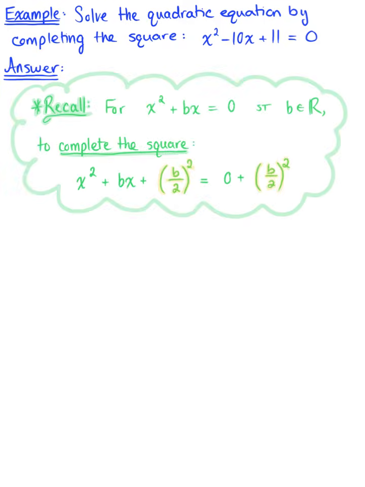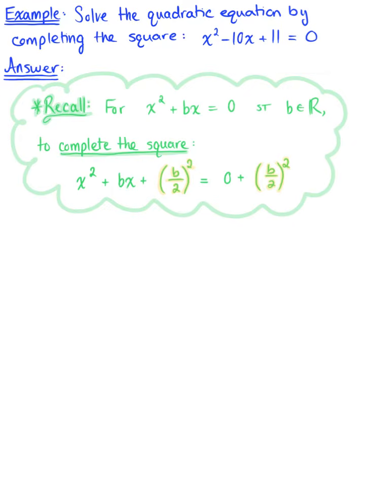So remember that if we have a quadratic expression defined as x squared plus bx equals 0, so specifically where our leading coefficient a is equal to 1, then in order to complete this square, we need to add half of the b coefficient squared to both sides of the equation. And what this does is it forces the perfect square, that square of the binomial. So that's what we're going to do here with this given quadratic expression.